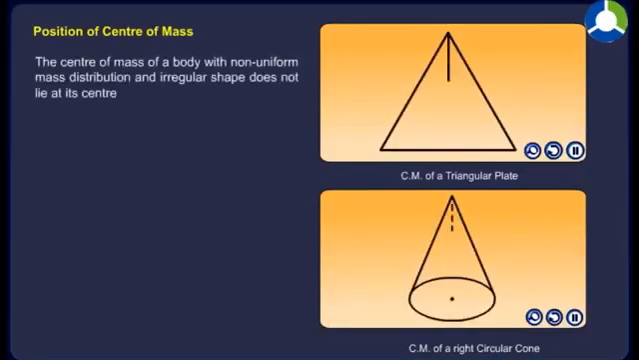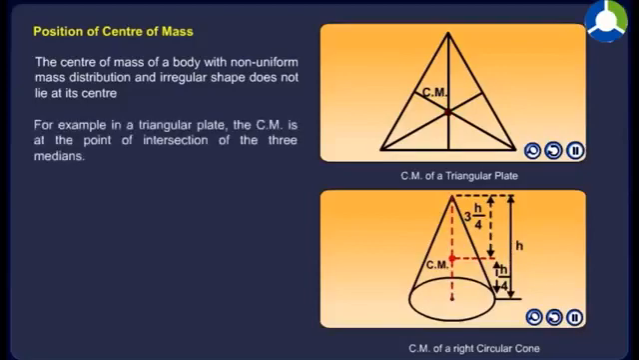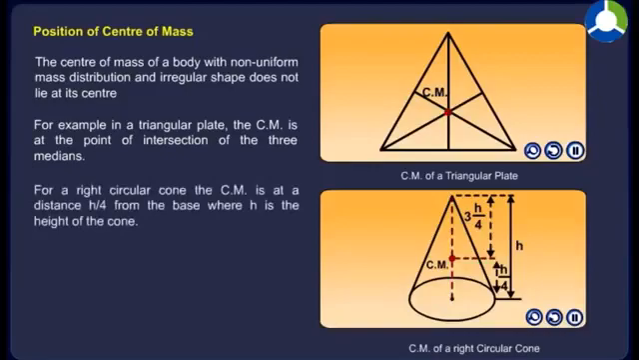The center of mass of a body with non-uniform mass distribution and irregular shape does not lie at its center. For example, in a triangular plate, the center of mass is at the point of intersection of the three medians. For a right circular cone, the center of mass is at a distance h/4 from the base, where h is the height of the cone.